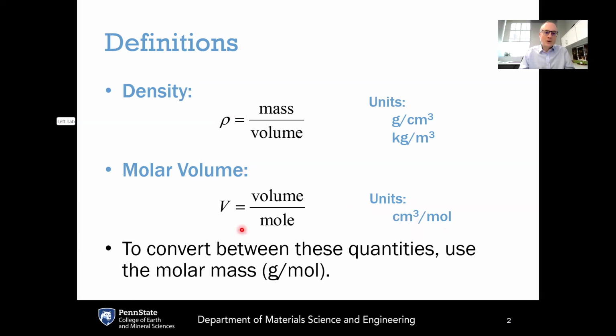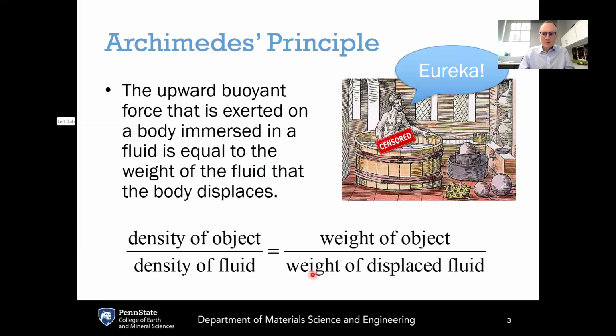And the conversion between density and molar volume is straightforward. To convert between these quantities, you just use the molar mass. The molar mass is in grams per mole, and that makes it easy to convert between density and molar volume.